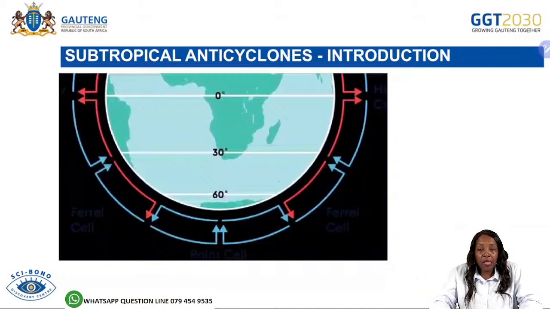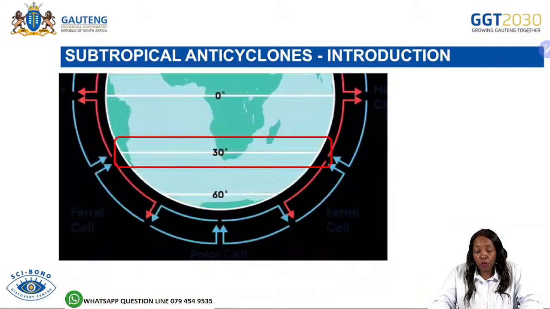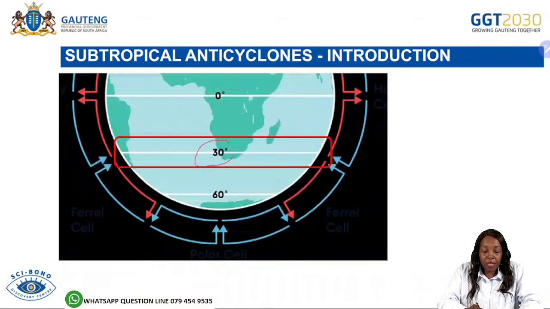Right, we then look at how these high pressure cells develop. What you see here is the tricellular circulation, which you have learned about in grade 11. So let's look at the development of the high pressure cells. The high pressure cells develop where? Within the 30-degree latitudes. That is the position of the high pressure cells. That's where they are developed.